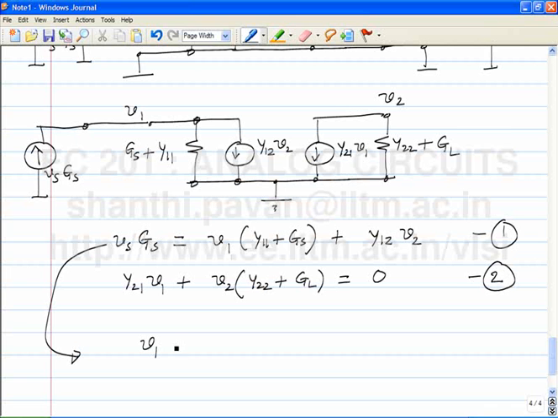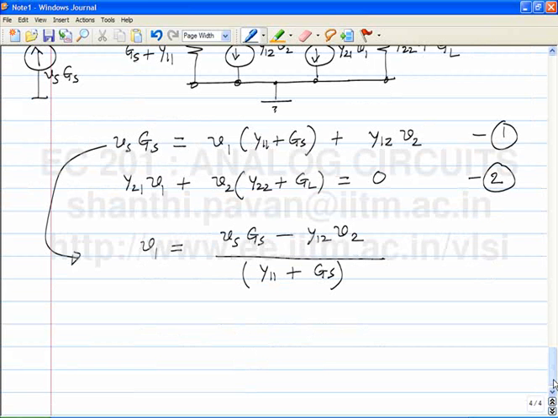V1 is Vs times Gs minus Y12 times V2, divided by Y11 plus Gs. Now plug this, so plug this into equation 2, and what do you get?